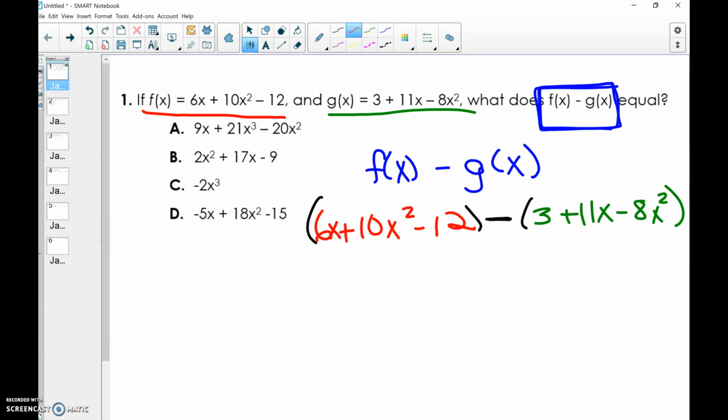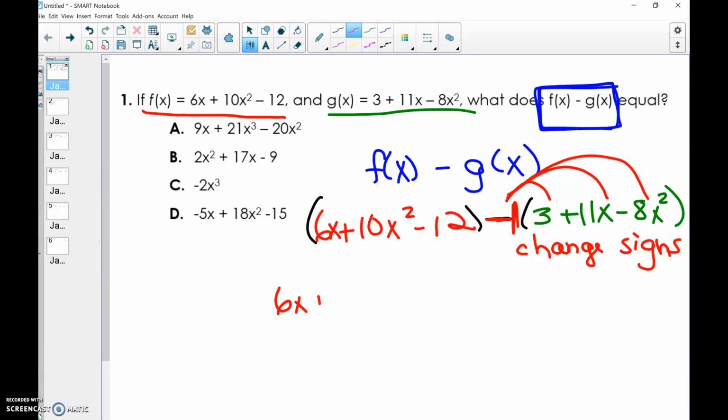Now notice I put it in parentheses because this minus sign makes a big difference. It's actually a -1 out in front. And if you remember, that means it changes all of the signs in this group. It does not affect anything in the first group.